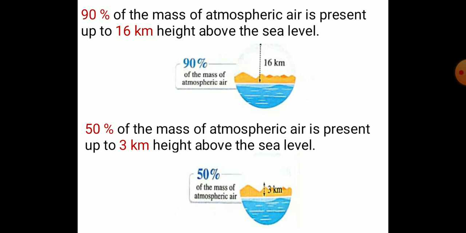Don't forget that 90% of the mass of the atmospheric air is present up to 16 kilometers height above sea level, as you see in this picture. And about the next picture, 50% of the mass of the atmospheric air is present up to 3 kilometers height above sea level.